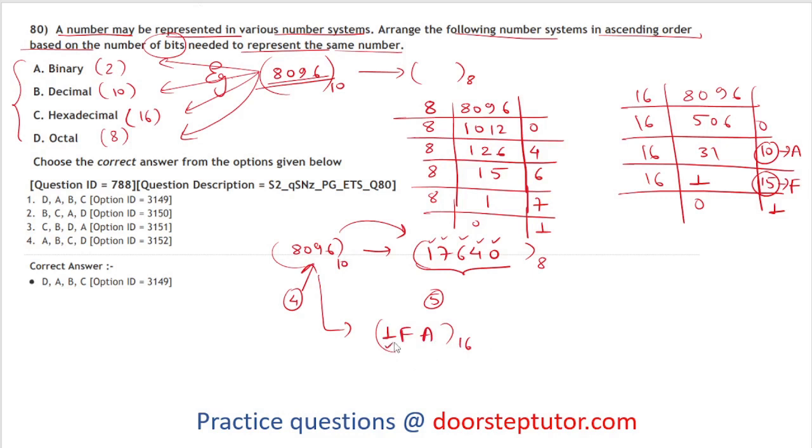And how many bits are required to represent this number? 3 bits, 1 2 and 3. So we need 3 bits to represent the same number in hexadecimal format.